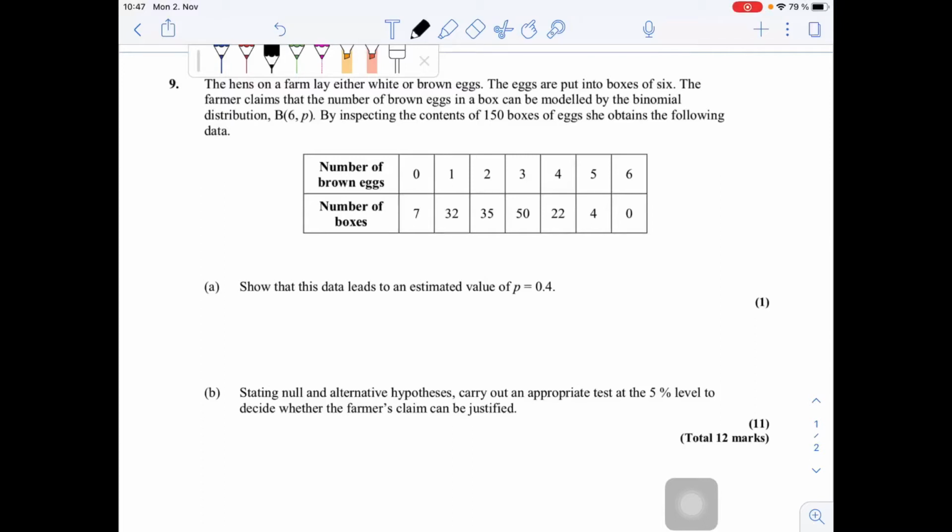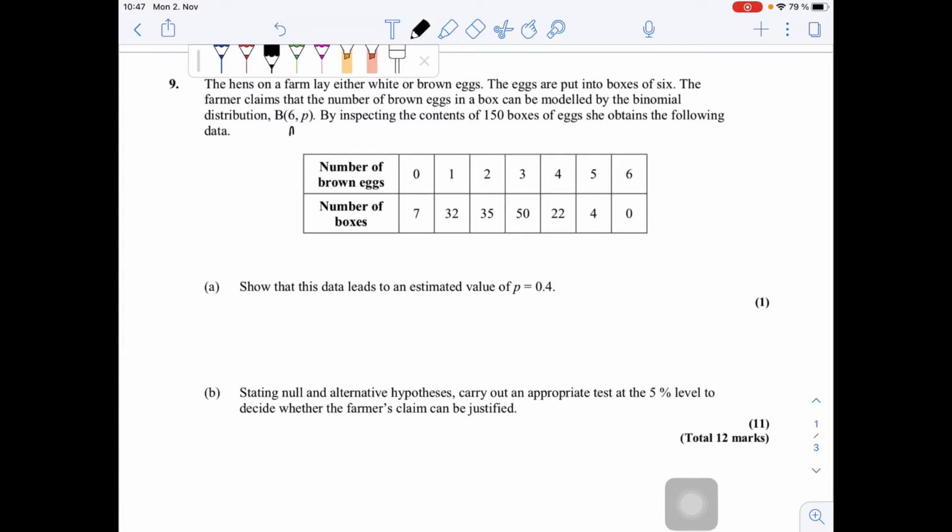Alright everybody, question number 9. The hens on a farm lay either white or brown eggs. The eggs are put in boxes of 6. The farmer claims that the number of brown eggs in a box can be modeled by the binomial distribution. Here n represents the number of eggs in one box, and the probability we don't know yet.